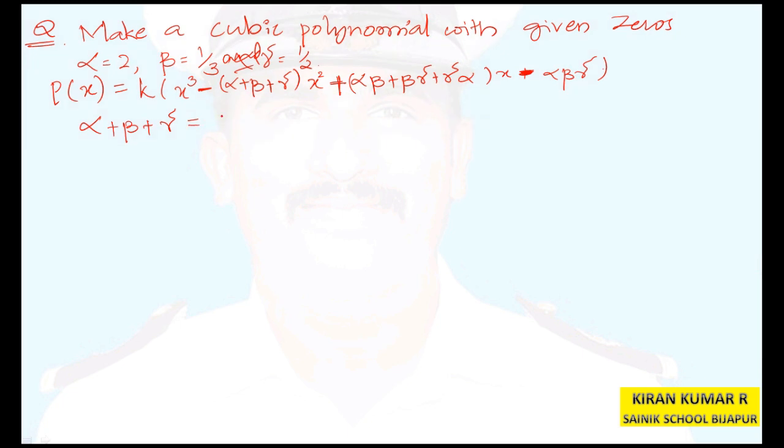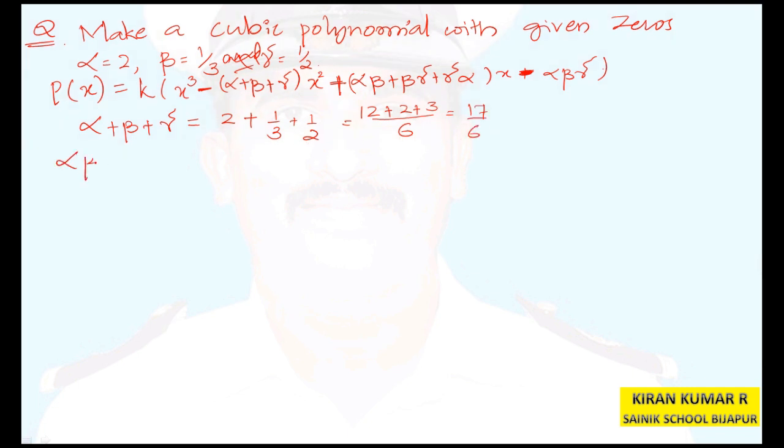In this case it is 2 added to 1 by 3 added to 1 by 2. What is the LCM? It is 6. So the numerator we have 12 plus 2 plus 3, which is 17 upon 6. This is sum of zeros.